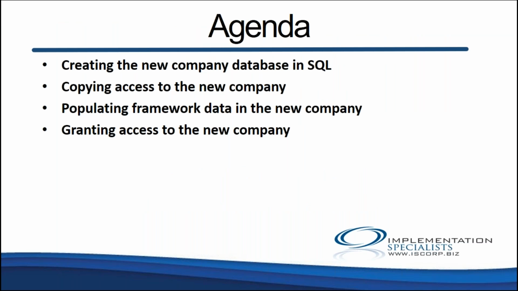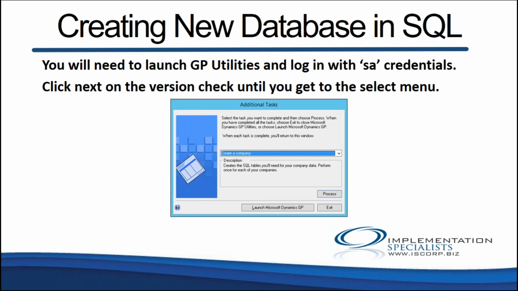All right, so the agenda today is showing you how to create the new company database in SQL, how to copy access to that new company, and, during that process, populating the framework data in the new company. When I say framework data, I mean the stuff you generally see on the cards for the various modules, accounts, and the like. And then granting access to the new company within GP itself. And then, of course, at the end, I'll give you the walkthrough. We won't actually create the new company because that process can take some time, and I don't want to have everybody on there where we just watch a little scroll bar go to the right.